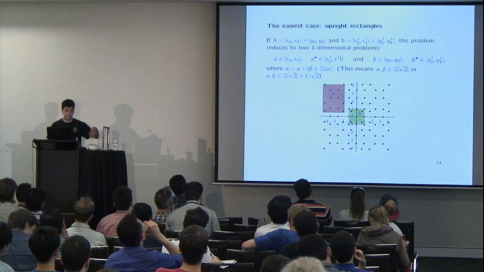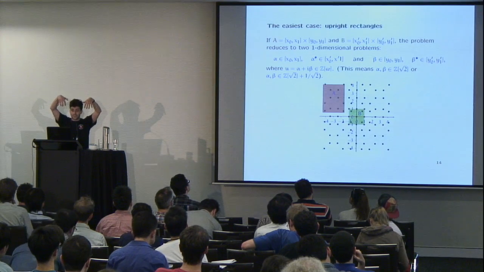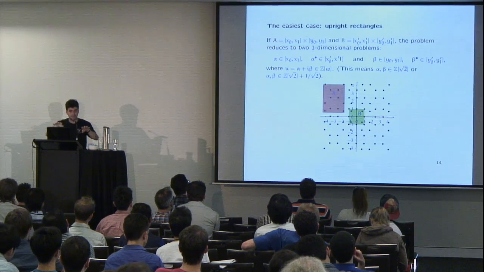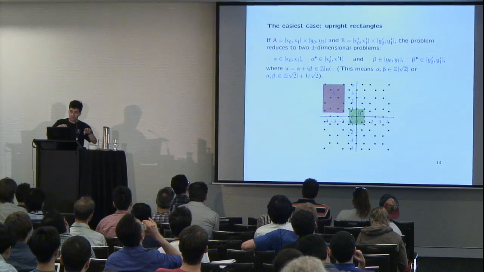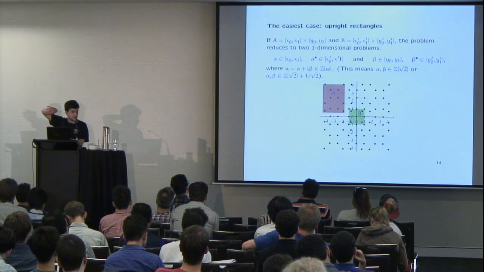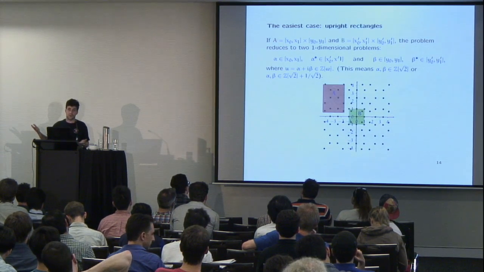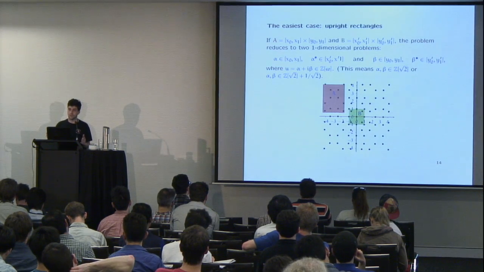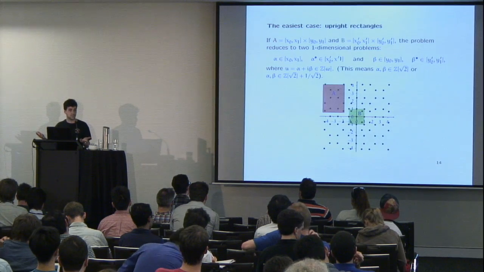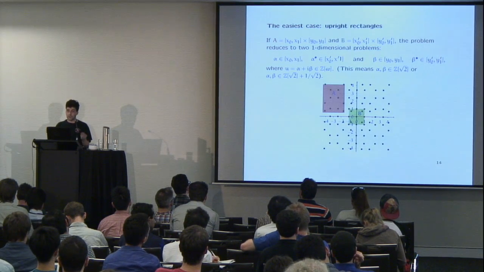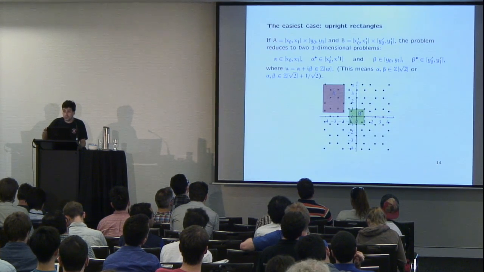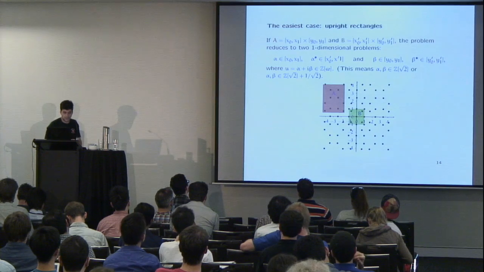So what you do is, you first consider the x intervals corresponding to A and B, and that gives you a one-dimensional grid problem, which you know how to solve. And then you consider the y intervals corresponding to A and B, which is another one-dimensional problem that you also know how to solve. And then with each of these solutions, you can recreate the solutions to the two-dimensional grid problem. So if both the sets are upright rectangles, then we know how to do it. But of course, convex sets are not necessarily upright rectangles.